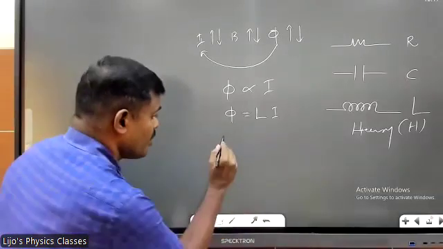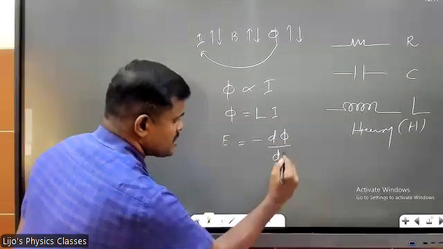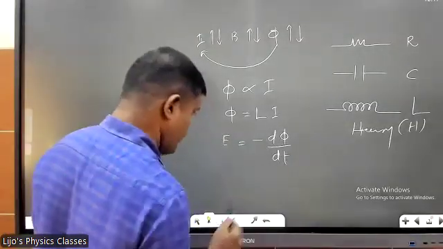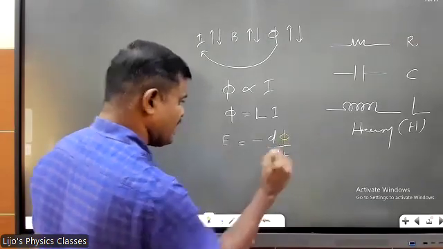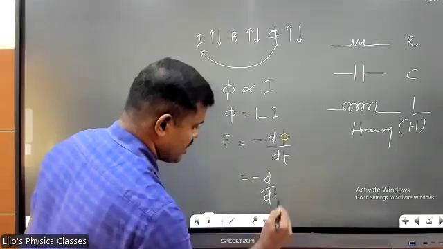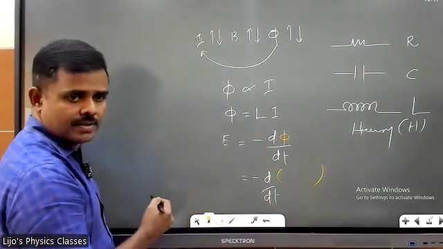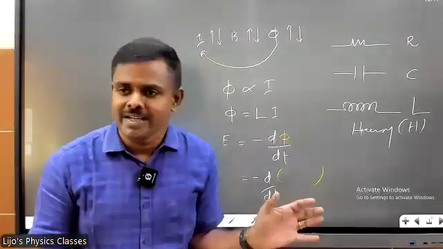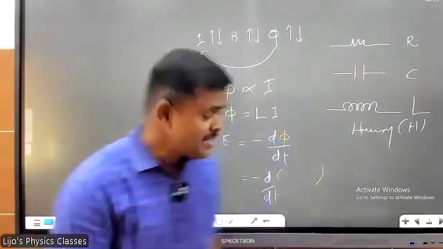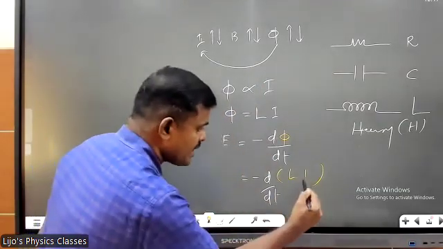Now let me ask you one thing. What was the equation for EMF we learned? E is equal to minus d phi by dt. We learned it already. So I am putting it now: that is equal to minus d by dt of phi. What is phi here? Li. That's it. As simple as that.